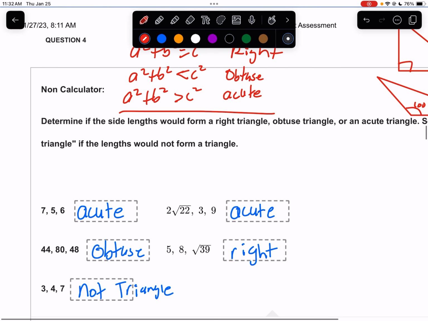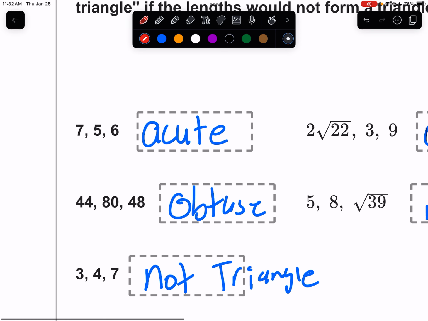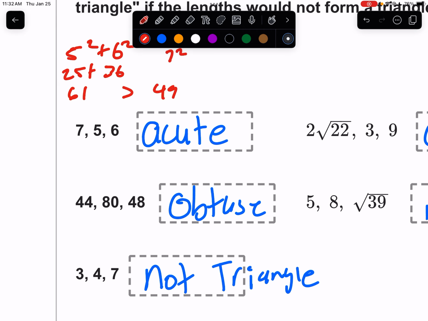So we got to test it out. First, is it even a triangle? Yes, 5 plus 6 is more than 7. So yes, it's a triangle. So we do 5 squared plus 6 squared. That'd be 25 plus 36. That would be 61. And then 7 squared is 49. So that means that it is acute. C squared is smaller. It is an acute triangle.